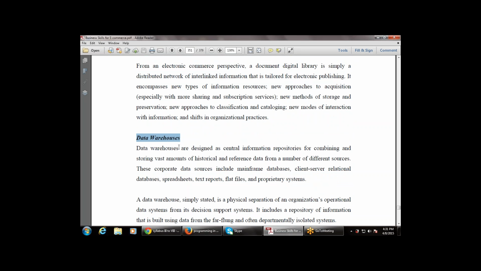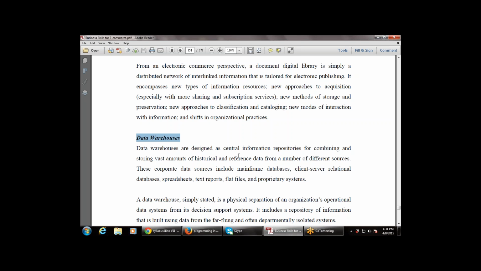Then the next form of data in the digital library is the data warehouse. In this, the data will be collected at one place, that is known as a warehouse. It is designed as a central information repository for combining and storing vast amounts of historical and reference data from a number of sources. So why is it known as a warehouse?